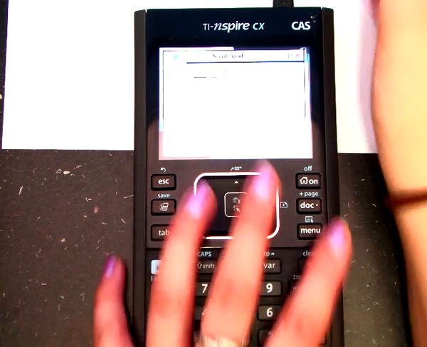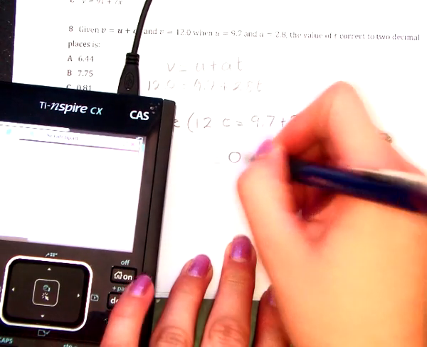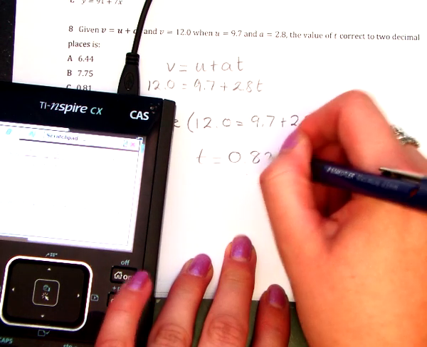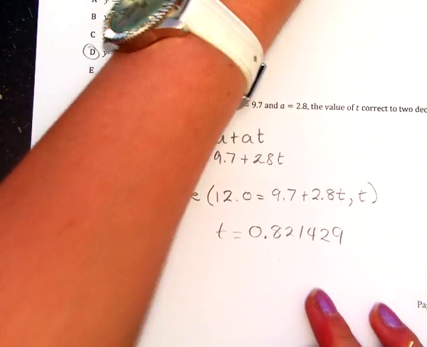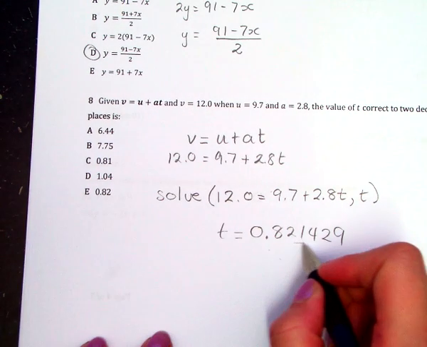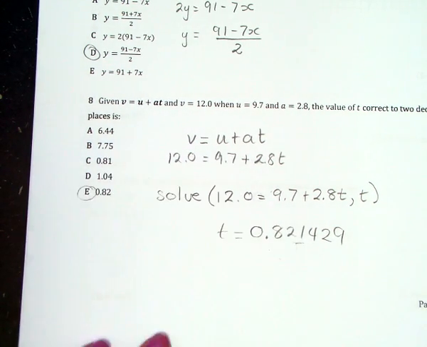If we press enter on that, our calculator gives us the answer 0.821429, and it says correct to 2 decimal places, so we need to look. The number after the second is less than 5, so we're going to be rounding down, which gives us option E, 0.82.